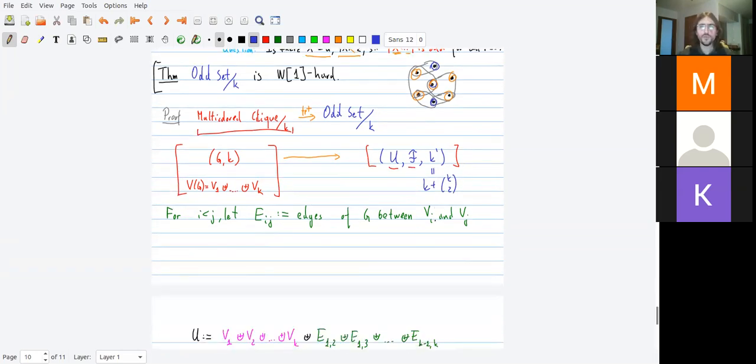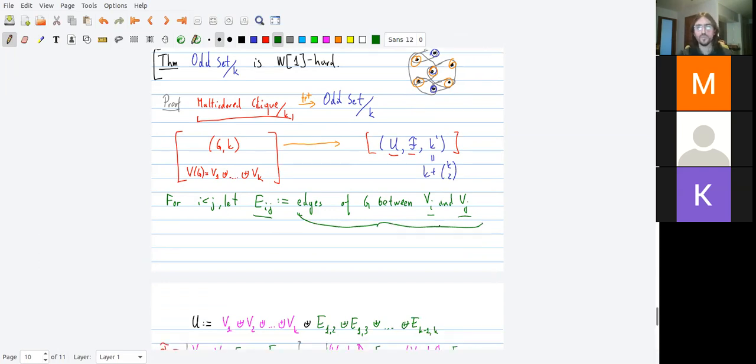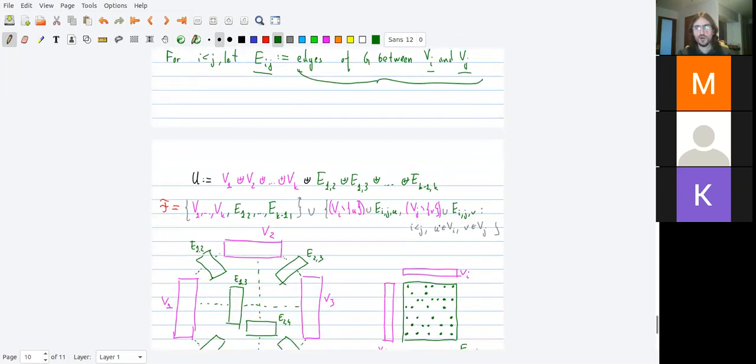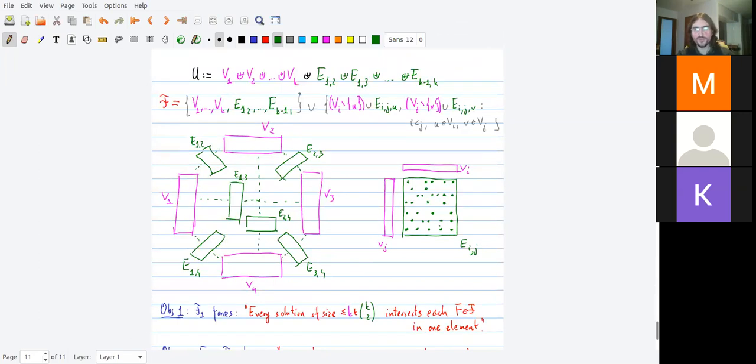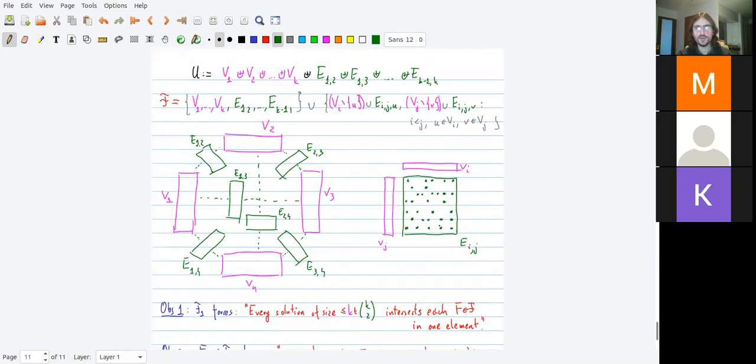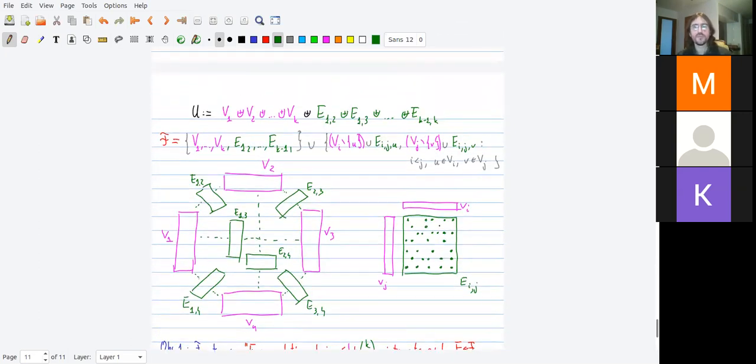So just for the notation, we've got those parts V1, V2 up to Vk in the original multicolored clique instance. Let Eij be the set of all edges between Vi and Vj. Good. So here is the reduction. It looks a little bit scary, but let's go through it slowly.